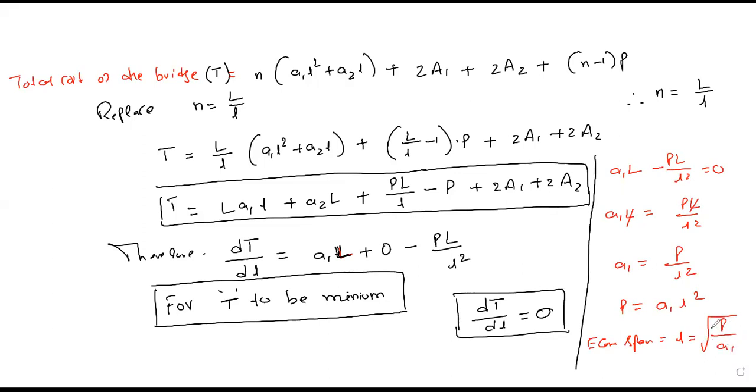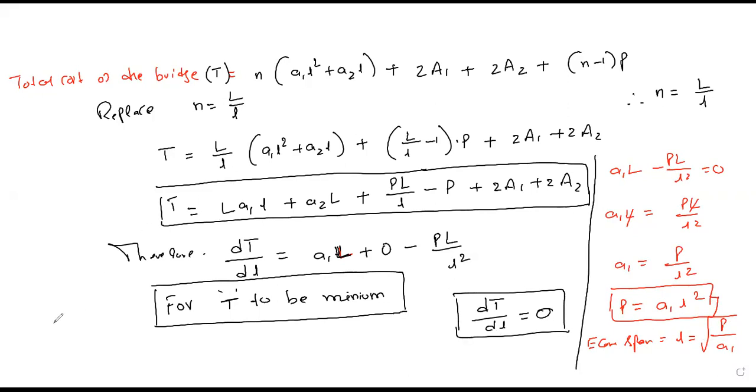Okay, P by A1. So here you observe this equation. What is this equation? P is equal to A1 l square. That means cost of 1 pier is equal to cost of the superstructure with respect to constant. That means now the economical span is equal to nothing but 1 span is equal to root of P by A1. Root of P by A1.